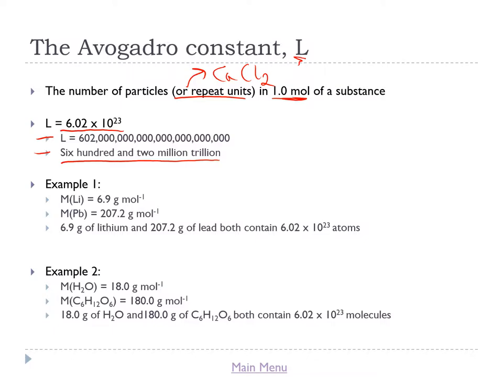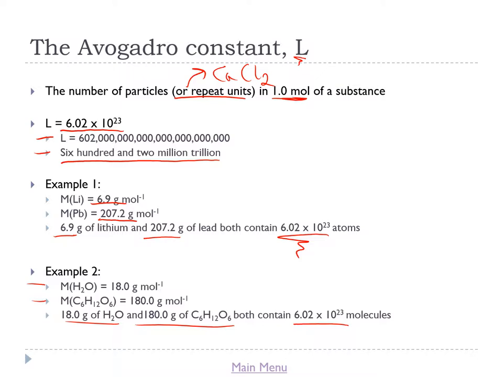So what does that mean in practice? Let's have a look. Go back to our example of lithium. So we've got 6.9 grams of lithium is 1 mole of lithium. 207.2 grams of lead is 1 mole of lead. So what we can say here then is 6.9 grams of lithium and 207.2 grams of lead both contain 6.02 times 10 to the 23 atoms. Going back to our glucose and water example, 1 mole of each of those, so 18 grams of water and 180 grams of glucose, both contain 6.02 times 10 to the 23 molecules.